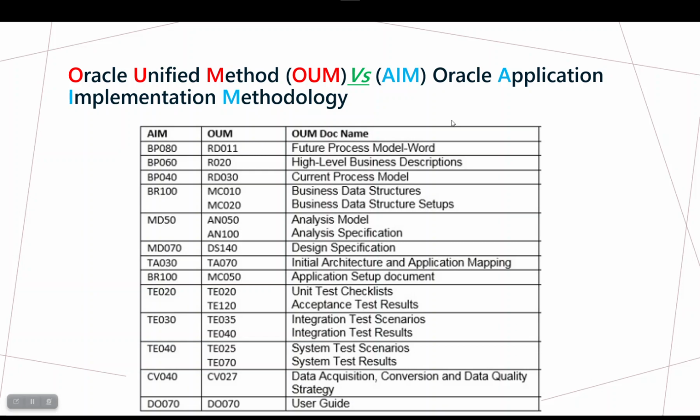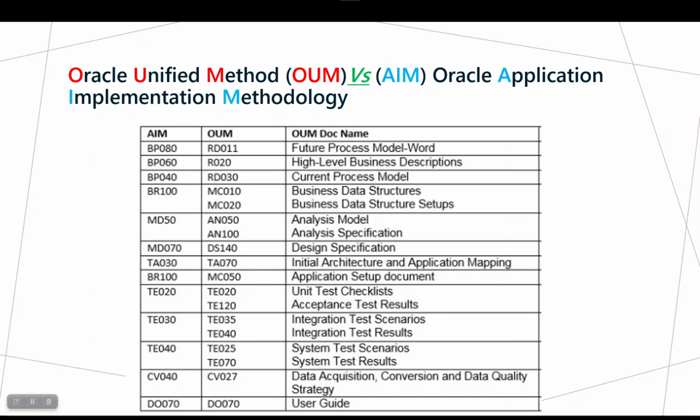So in some cases you can follow the AIM methodology. If in the current project you follow AIM, you have to deliver some of these documents, and vice versa. If you follow the Oracle Unified Method, OUM, you have to deliver at least 5 or 6 OUM documents by the end of the project. It also doesn't mean that you have to deliver all of these documents. No. For example, I can make BR100, and for example test scripts, and for example a user guide. For another project where I follow OUM, I can for example create or implement RD011 and BR, or TE20 and TE025. It depends on the requirement, on the project type, and so on.